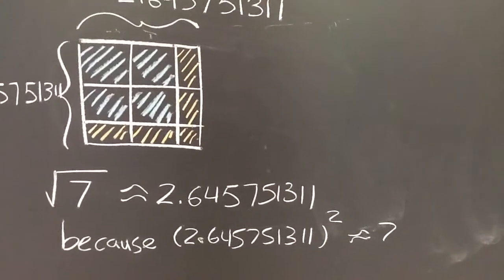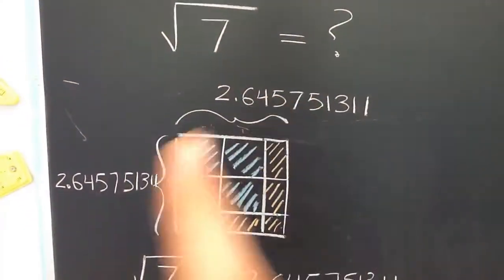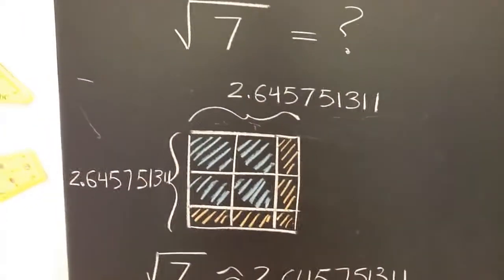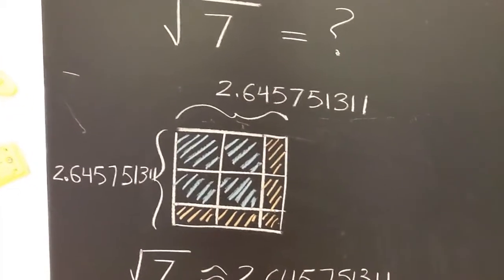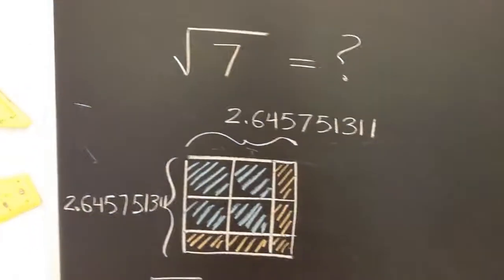get 7. And so the square root of 7 is finding the number that multiplies by itself to give you the number 7. That's what a square root is. You're finding the number which multiplied by itself gives you the number underneath the square root symbol.